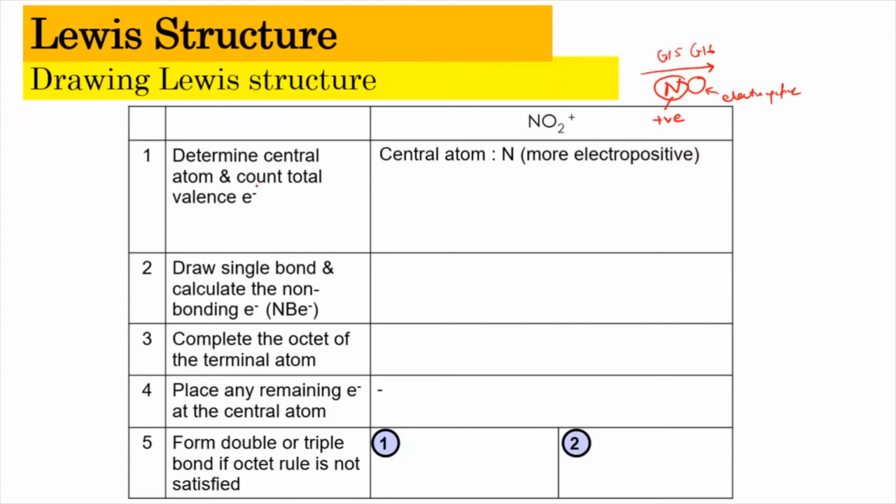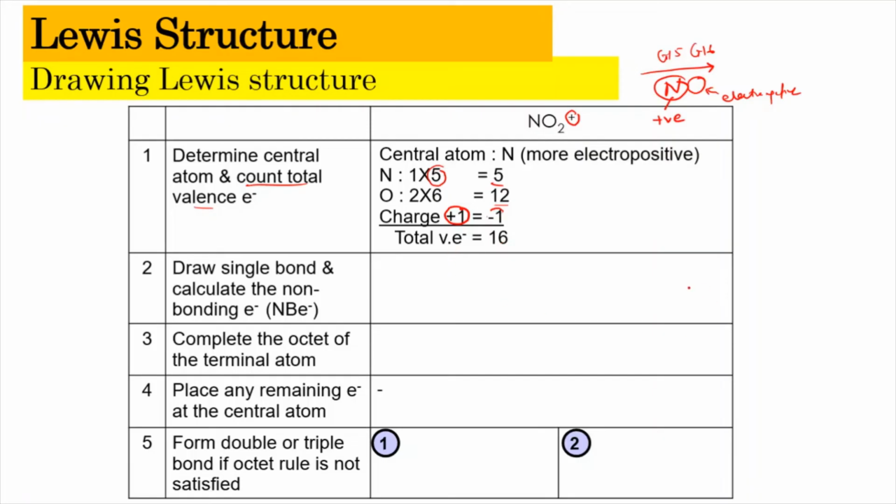And as usual, we need to count the total number of valence electrons. So nitrogen is in group 15, so it has 5 valence electrons, 5 here. And then we have 2 oxygens. So 2 times 6, we're going to get 12. And then we have the charge here, which is plus 1. So when we have a charge of plus 1, it means that we lose an electron. So it's going to be minus 1. Okay, so charge of plus 1, but the electron is going to be minus 1. So the total number of valence electrons that we're going to have is 16 altogether.